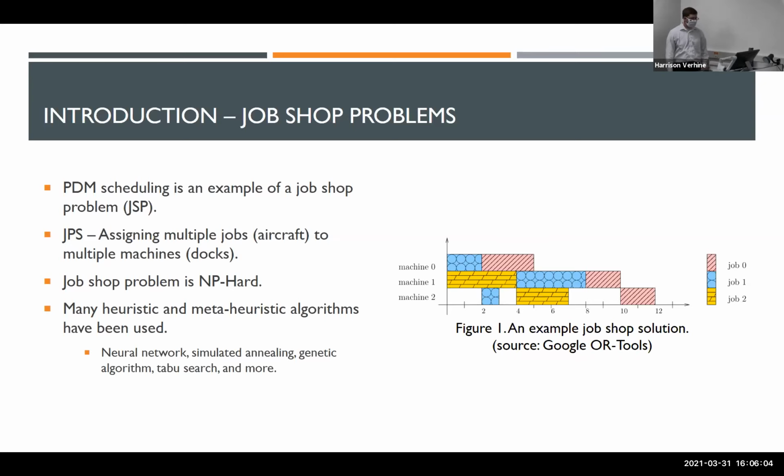Job shop problems are an example of an NP-hard problem, meaning that no known polynomial time solution exists. Because of that, many heuristic and meta-heuristic algorithms have been developed for solving them. Some example meta-heuristic algorithms include neural networks, simulated annealing, genetic algorithm, and tabu search, among others.